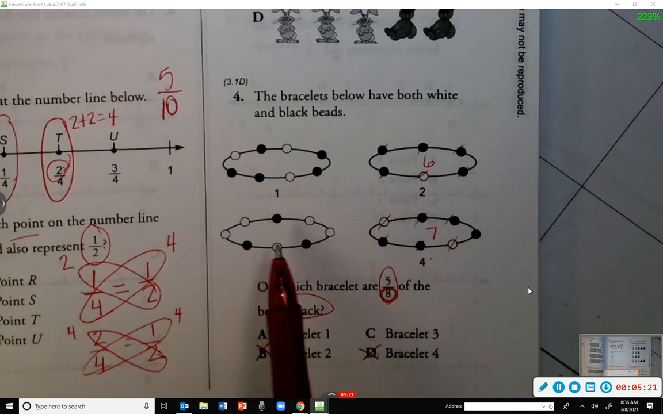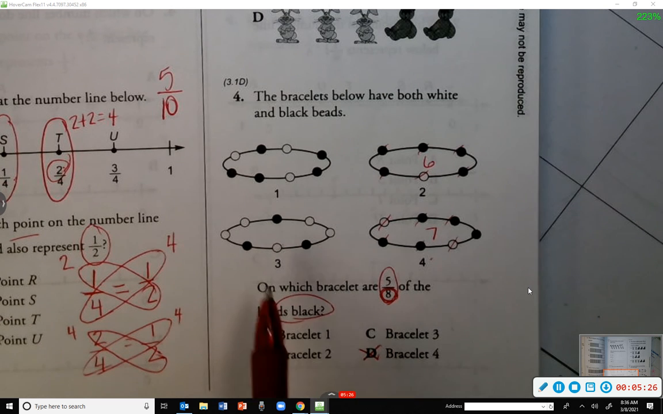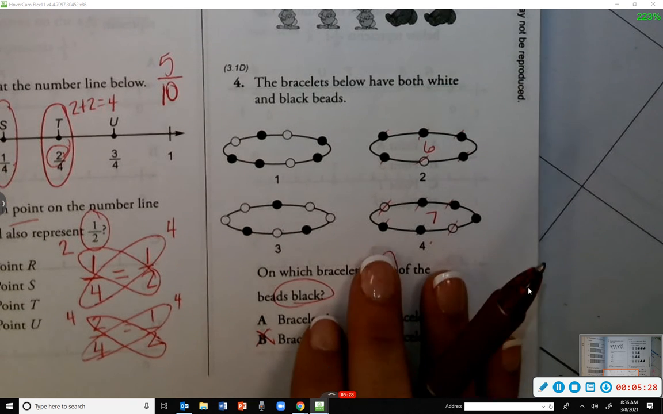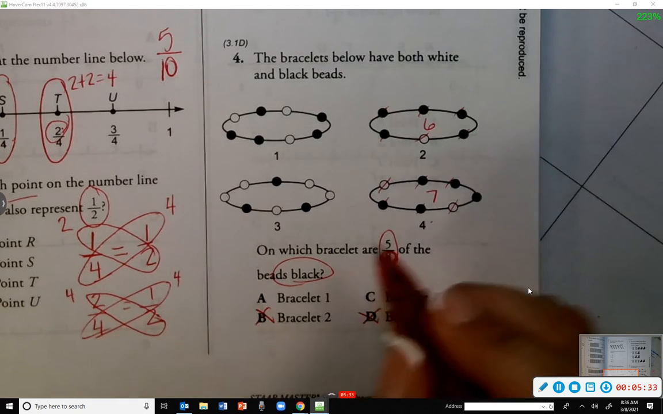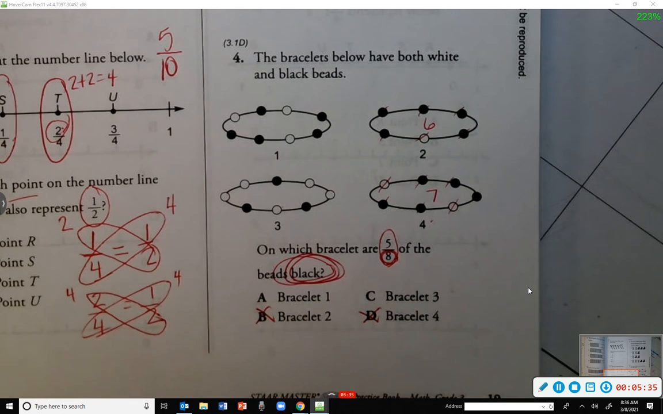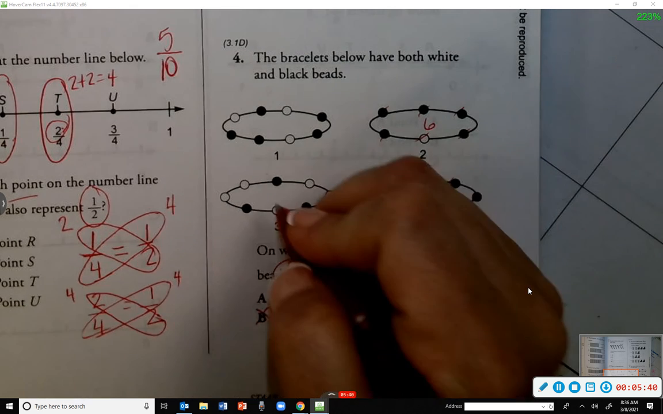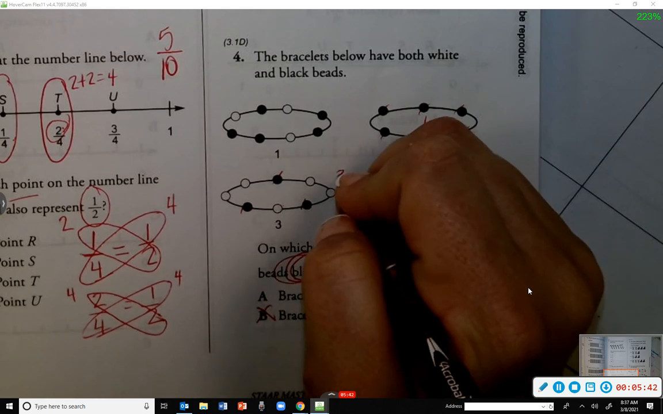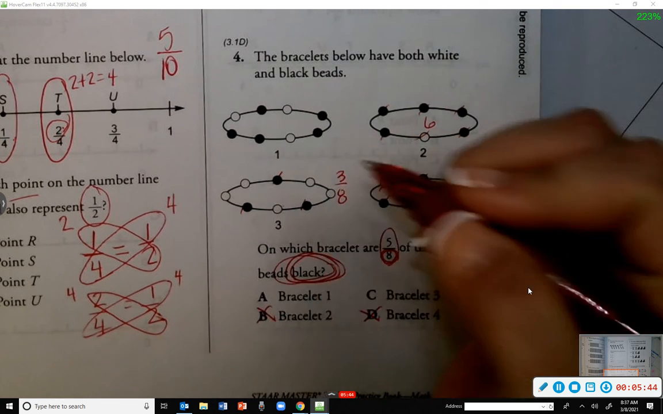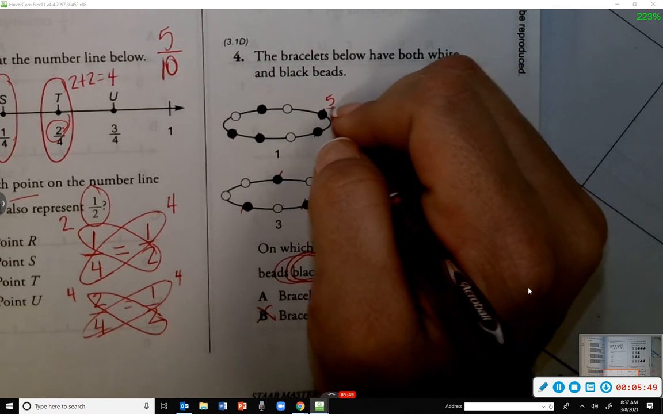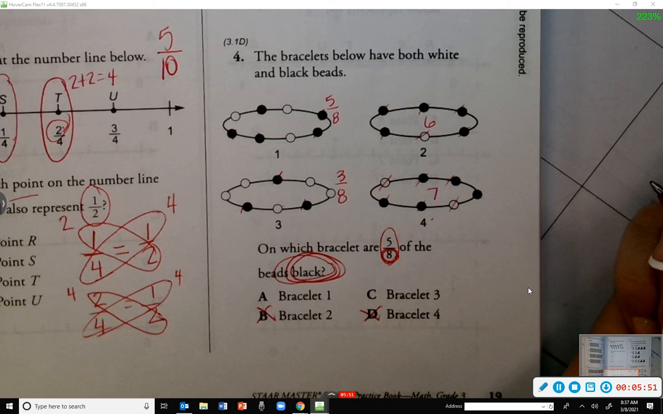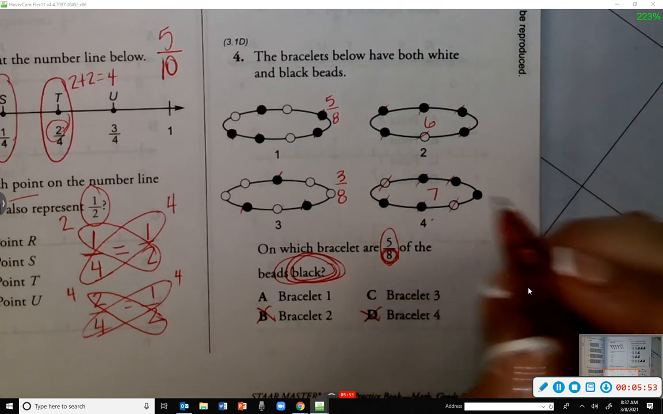So we go to bracelet 3. 1, 2, 3, 4, 5, 6, 7, 8. This has 8. Both of these have 8, right? Okay, but we need to show the one that has 5/8 black. And it's not 3 because it only has 3 black. 1, 2, 3. So this would be 3/8 black. If we look at number 1, it has 1, 2, 3, 4, 5 out of 8 black. 5/8. So A is the correct answer.